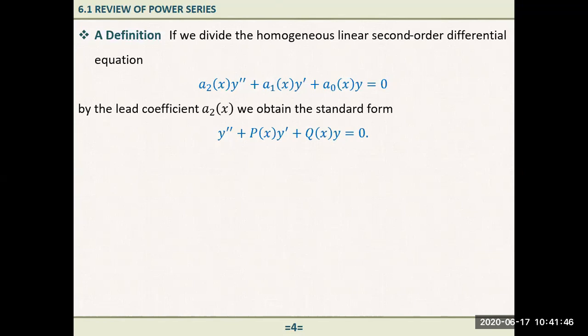We know that the general form of a second order linear differential equation is a sub 2 of x times y double prime, where y is our unknown function, plus a sub 1 of x times y prime plus a sub 0 of x times y equals 0. And by dividing both sides by a sub 2, this leading coefficient, we can reduce this to the standard form of the second order linear differential equation, where p is equal to a sub 1 over a sub 2, and q is equal to a sub 0 over a sub 2.